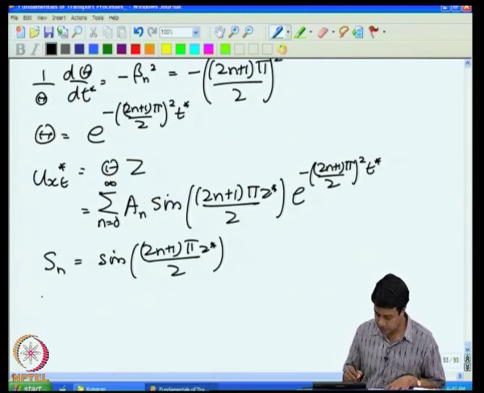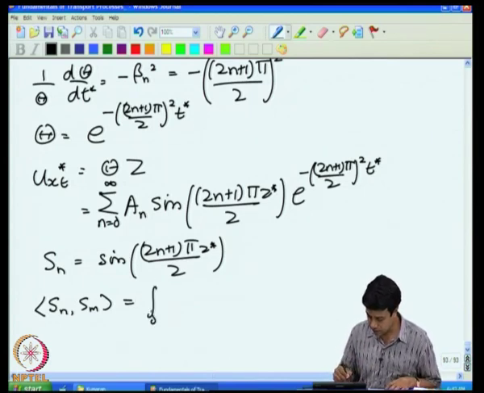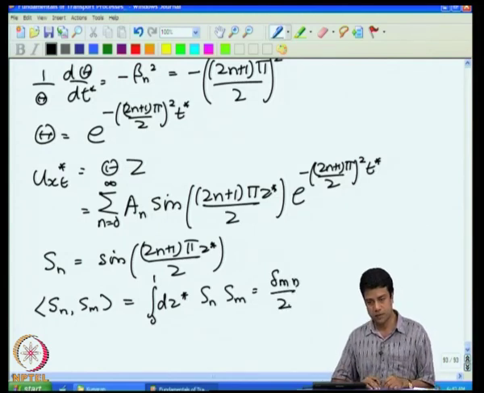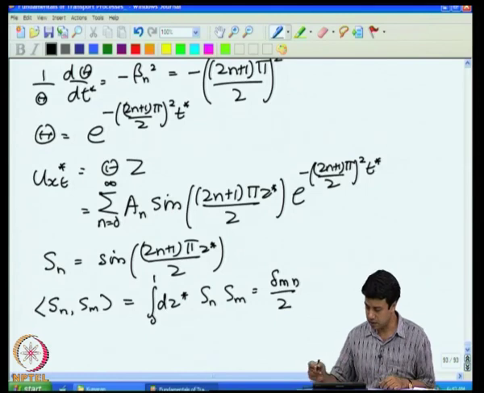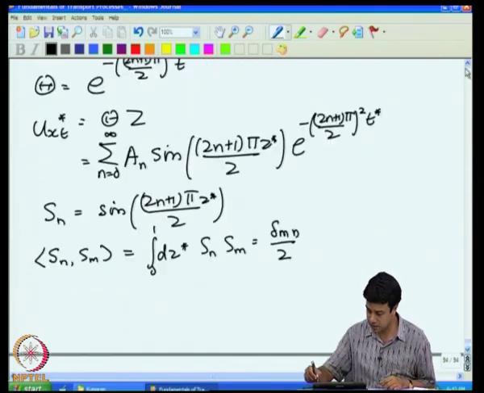And the orthogonality function, the inner product of Sn, Sm, is equal to the integral from 0 to 1 dz of Sn times Sm, which is once again equal to delta mn by 2. You can work it out for this function as well. It gives you the same identical result as that for sine of n pi z.